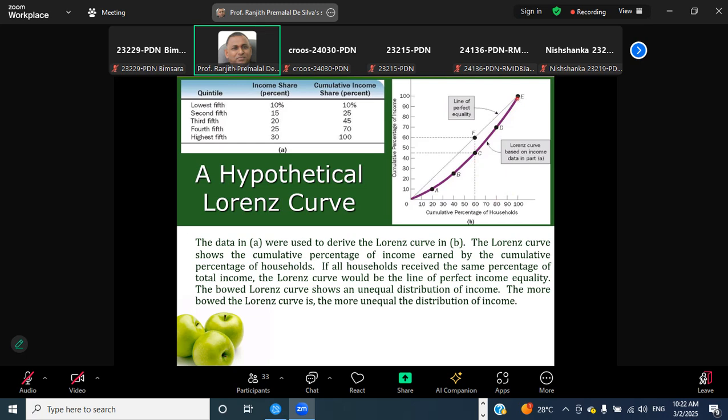So it deviates from the line of perfect equality, and there is a gap between the perfect equality versus what you find here. The highest gap, you can see it from here: 45 and 60. 25 and 40 also have the same level of gap.